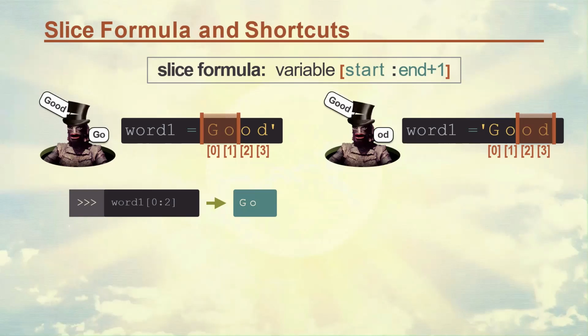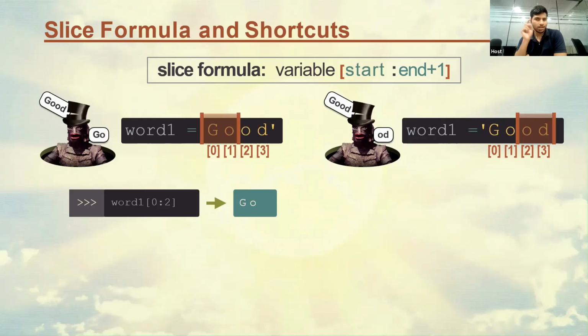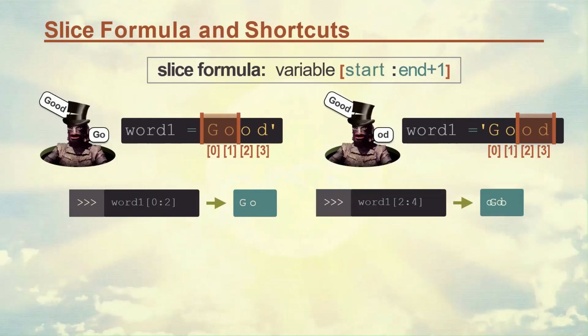Word 1 2 colon 3. Yeah. So what you said, 2, is correct. Now 3 was a little wrong because this should be 3 plus 1. The problem is it is out of the index, but still you can write 4. So if you write 2 colon 4, that is also correct. So this is how you slice OD.